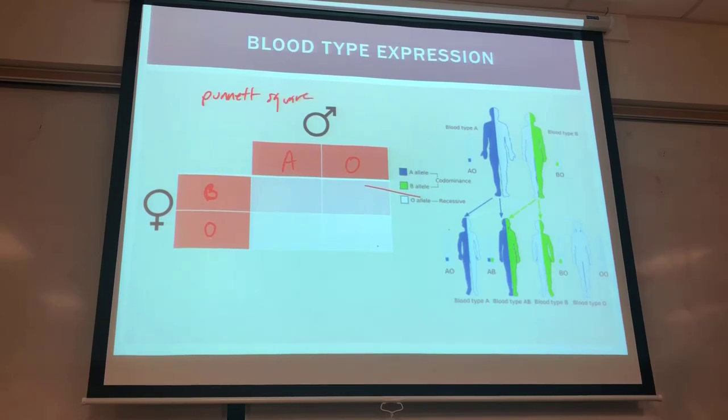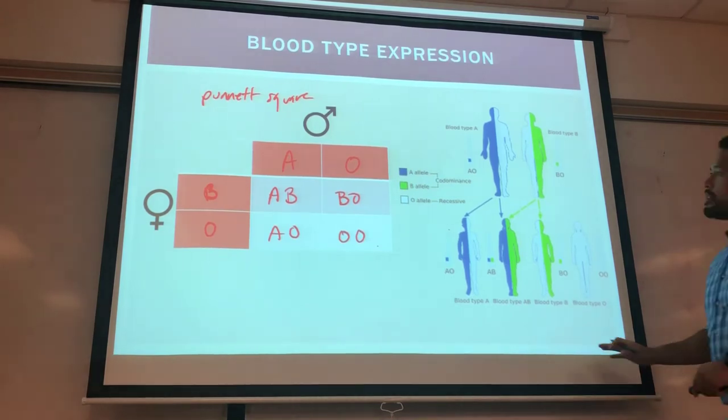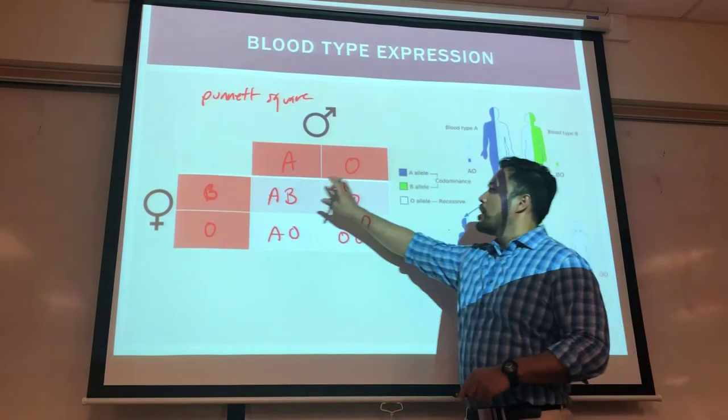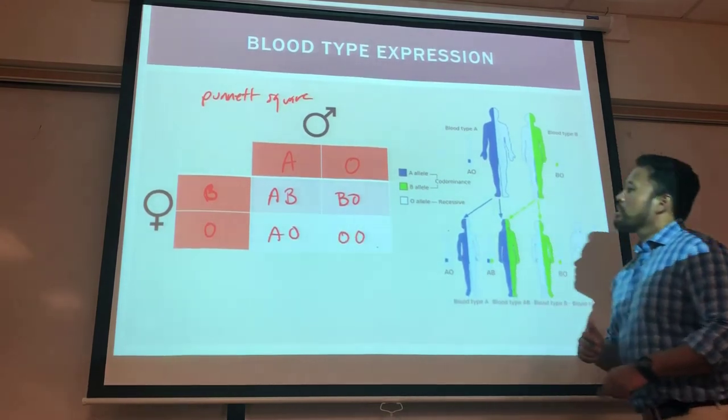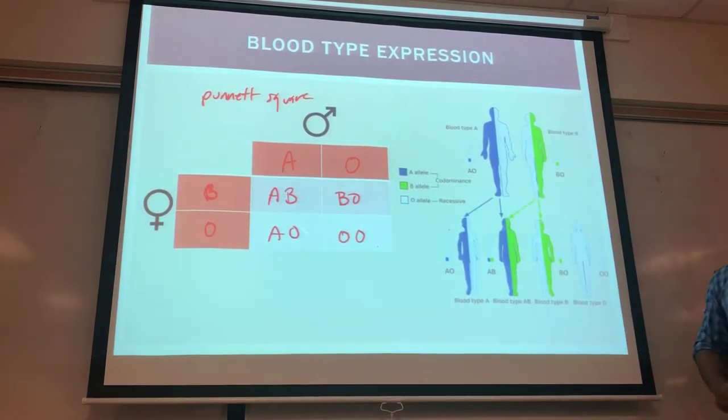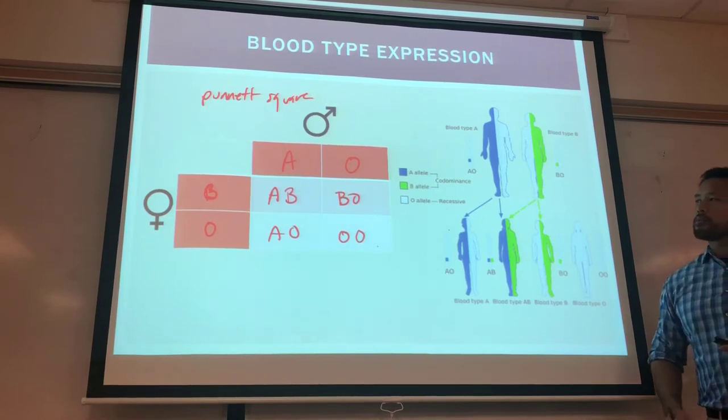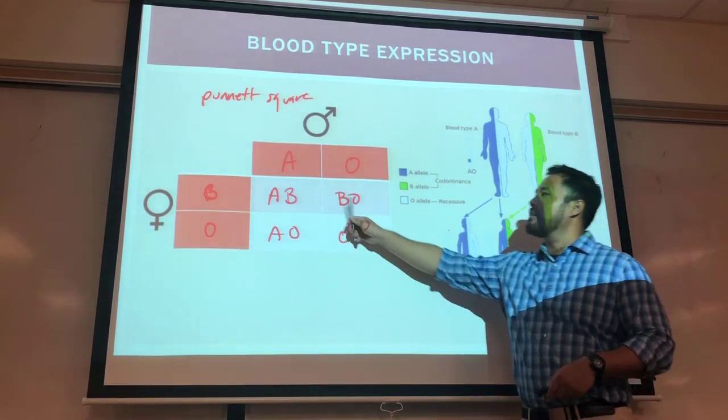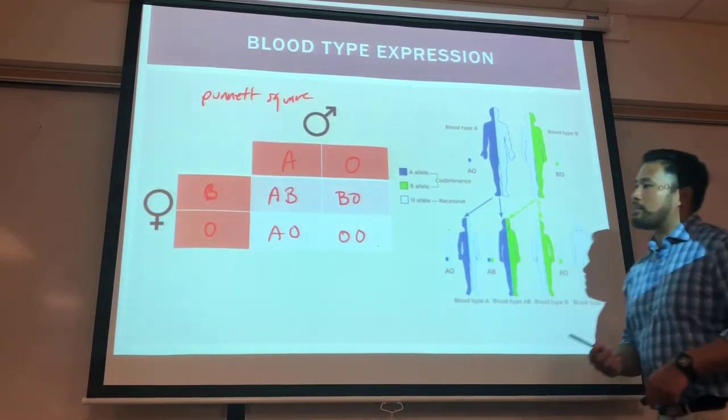So Punnett squares are fairly easy, in which all you're really doing is taking the allele of the male and the allele of the female, and you're putting them together. So we get AB, BO, AO, and OO. And these are the different combinations of these two. So from these, now you can see the genotypes of the offspring. So we have basically a 1 in 4 chance of any of these blood types taking place.